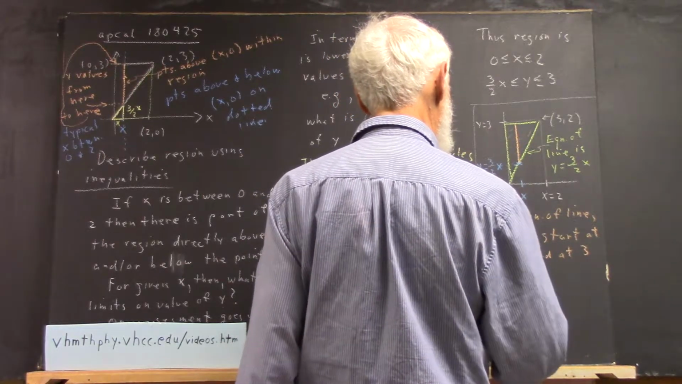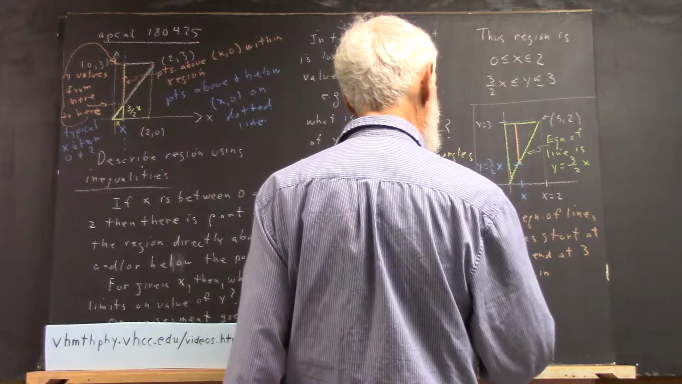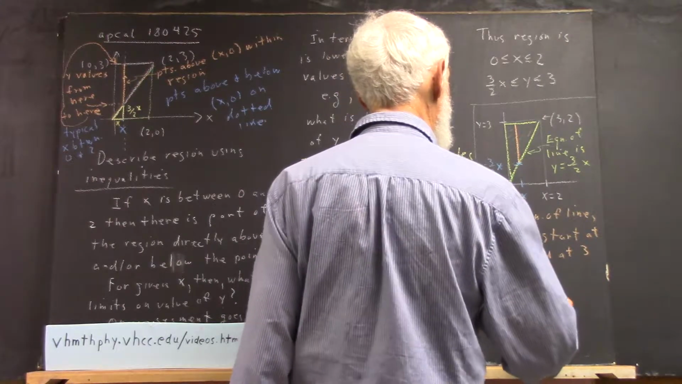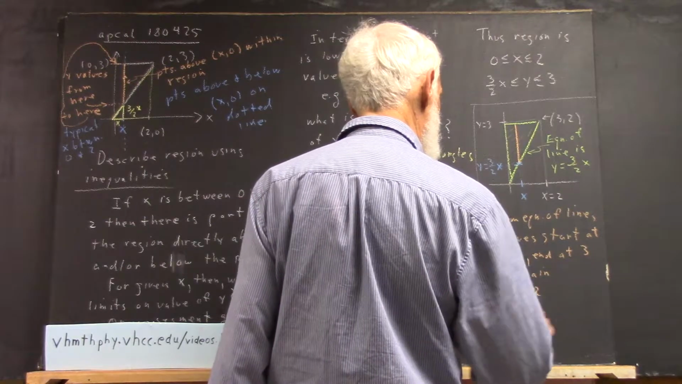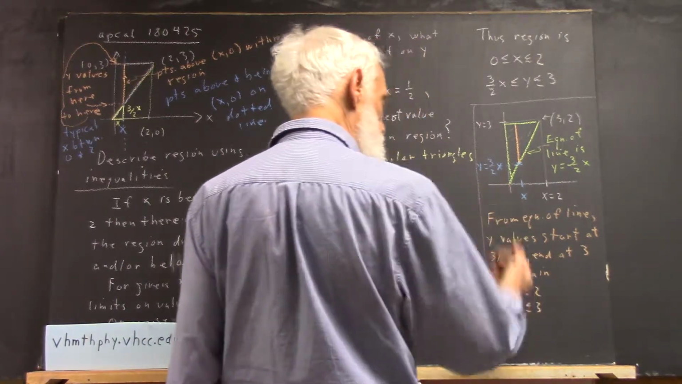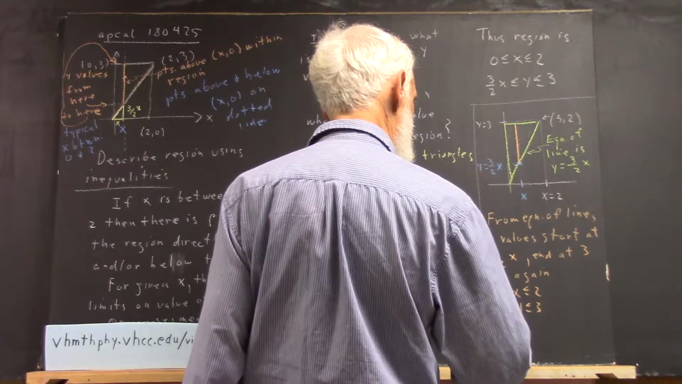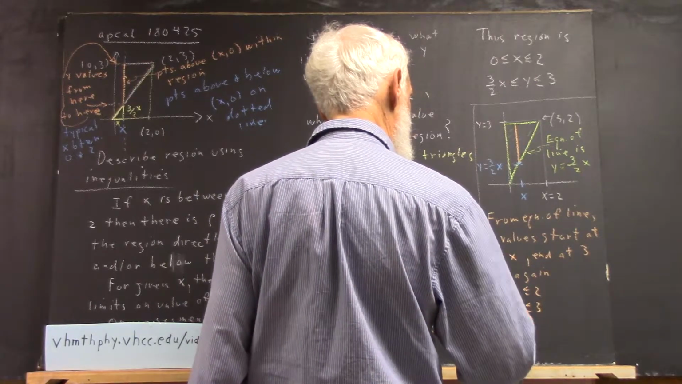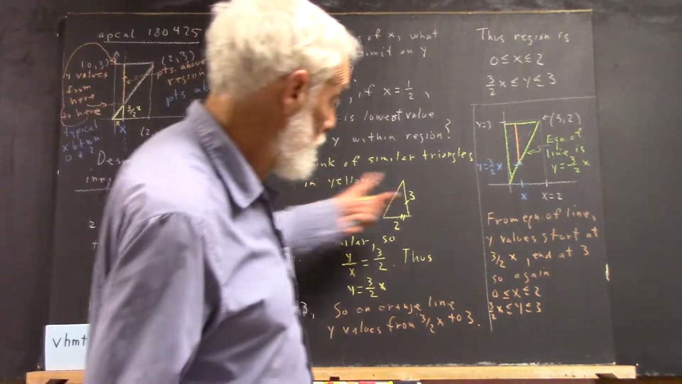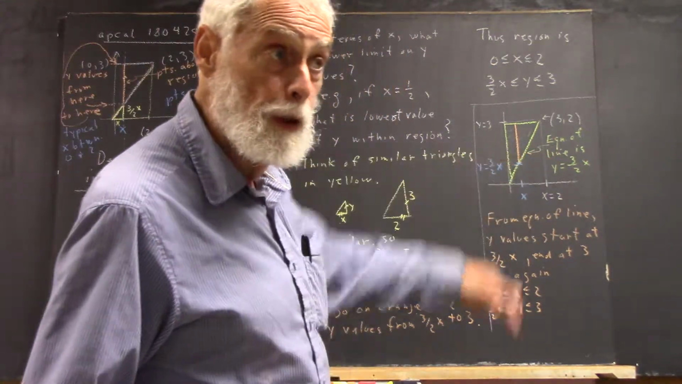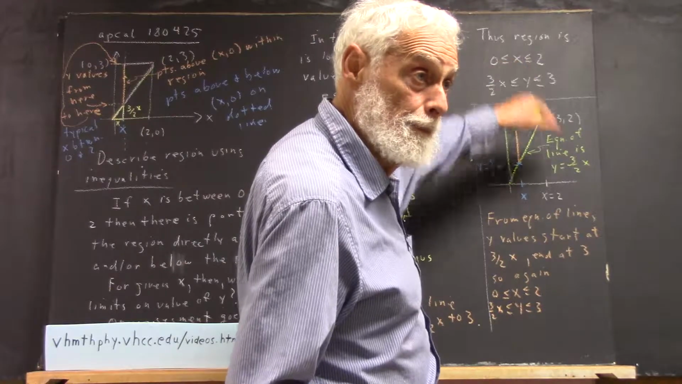So again, x values go from 0 to 2, and y values go up to 3, and they start at 3/2 x. So we didn't need to do similar triangles or anything if we can find the equation of this line.